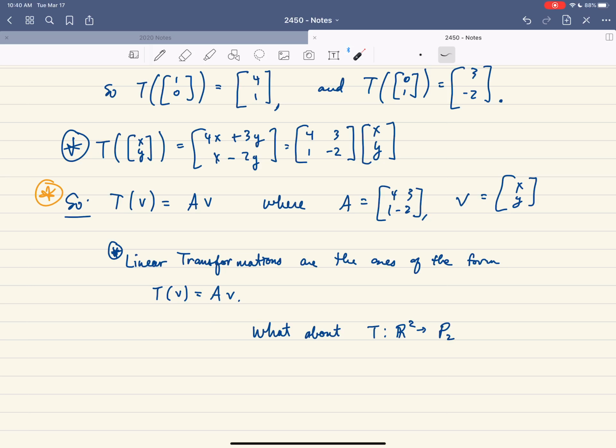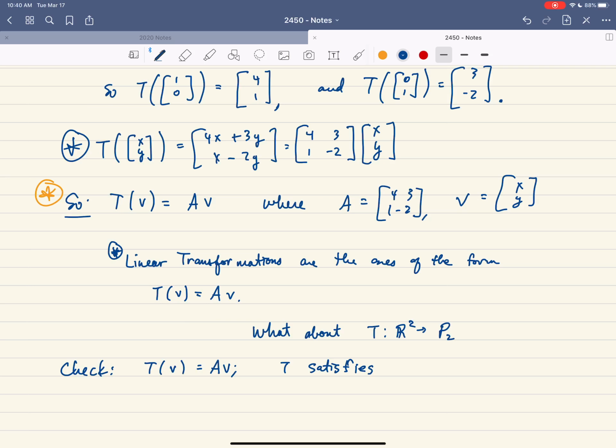I should point out that these transformations are also all linear, so you can just check, and I'll leave this to you to do on your own. You can pause the video or do whatever you need, but you can just check that if you were to take this linear transformation, T of v being Av, then T satisfies both conditions.